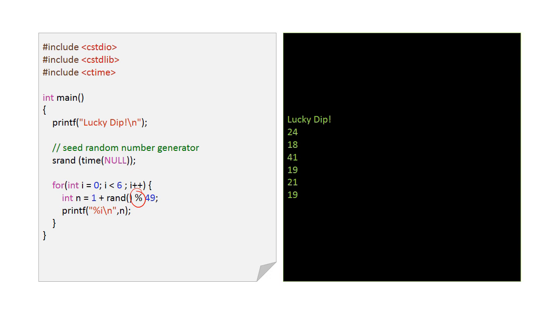So this essentially gives us a random number in the range 0 to 48. So if you add 1 to that, then we'll get 1 to 49. I'm just going to print that value here. So when we run the code, it's printed out these random numbers.